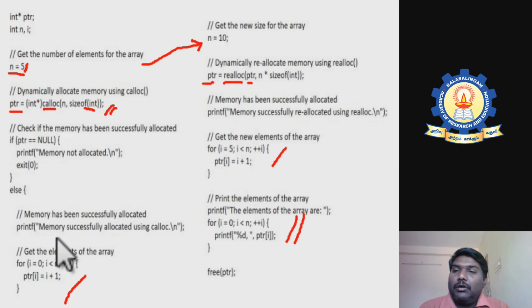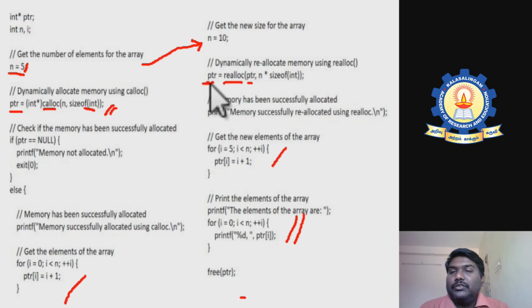I have already told you we should use a free statement in order to free the memory, otherwise it will always be locked with the program. So after the use, we are going to use the free statement that will free the memory from the program. This is how we can use the realloc statement. Whenever we need more memory, or whenever we feel that memory is less, we can use realloc to resize the memory size of the arrays.